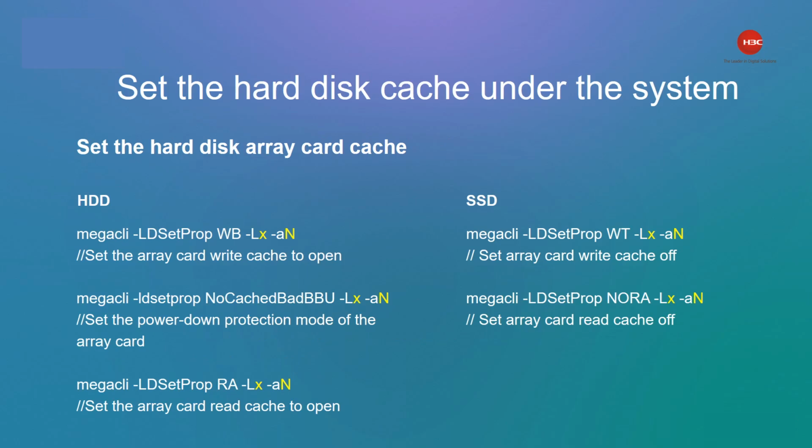When setting the array card cache of the hard disk, for the HDD, the array card write cache needs to be turned on and set to the power down protection mode, and the read cache of the array card also needs to be turned on. Execute the command set on the left. For SSD, it's necessary to turn off the write cache of the array card and also turn off the read cache of the array card. Execute the command set on the right.